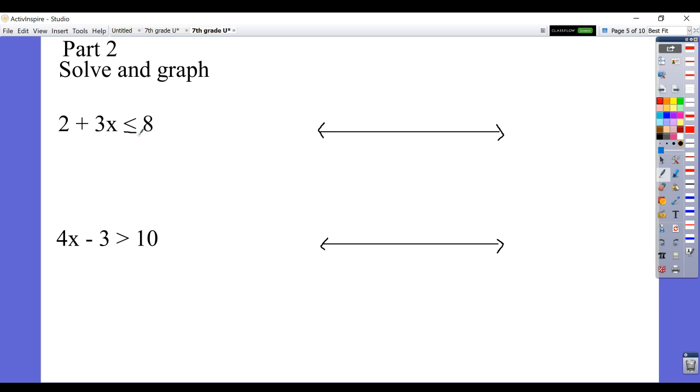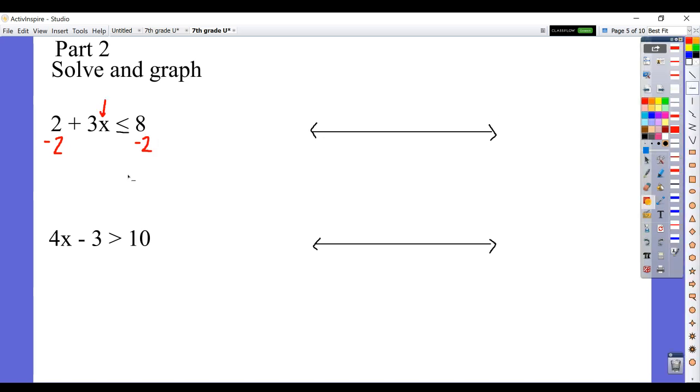So the first concept is, how do we solve it? Well, we solve it as though this was an equal sign here. We want to get the x by itself, the variable by itself. So our first step is to subtract 2 from both sides. Again, the reason we're doing that is we are trying to get the variable by itself. The opposite of the positive 2 is to add a negative 2 or subtract 2.